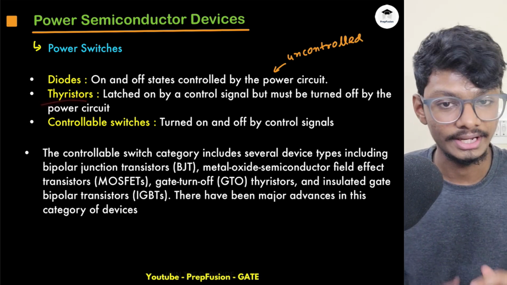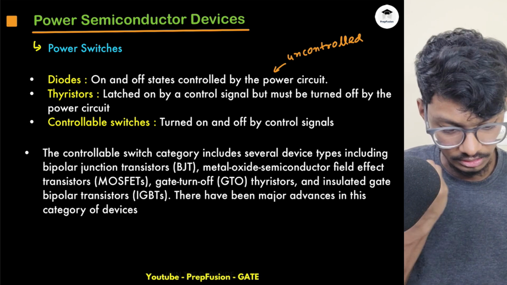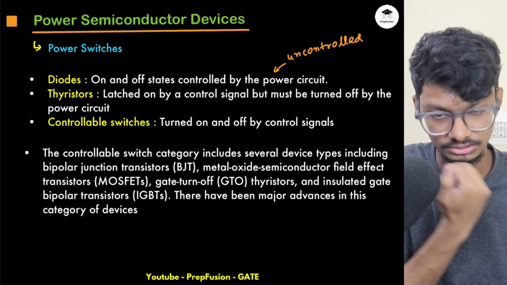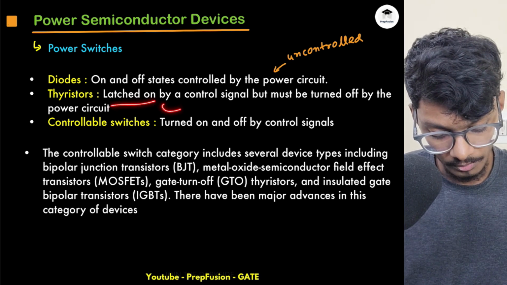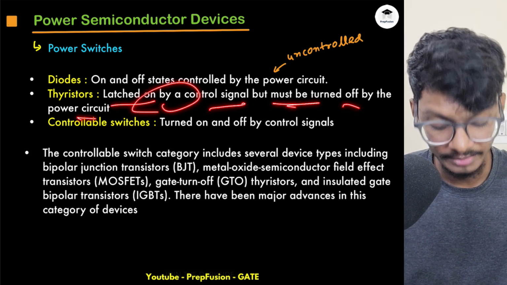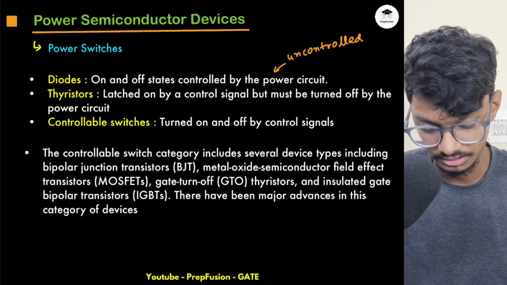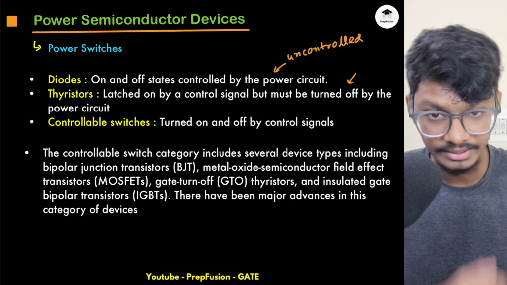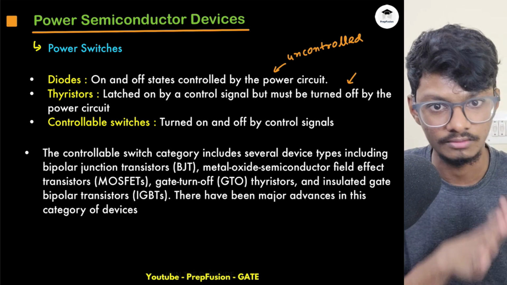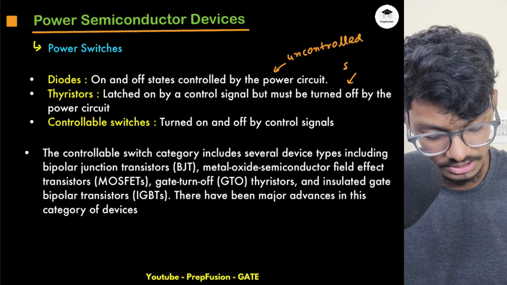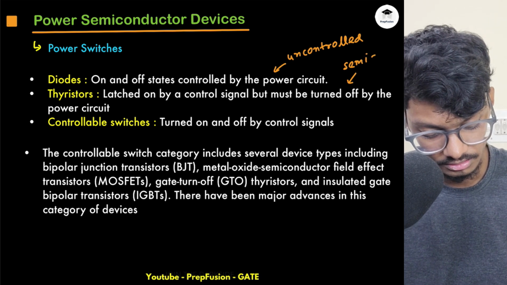Now thyristor is basically a family of few semiconductor devices which we'll study later on, and these are latched on by a control signal but must be turned off by power circuit. So these are semi-controlled. Because this can be turned on but we cannot turn off with the help of an external signal. We can only turn on with the help of an external signal. Semi-controlled.